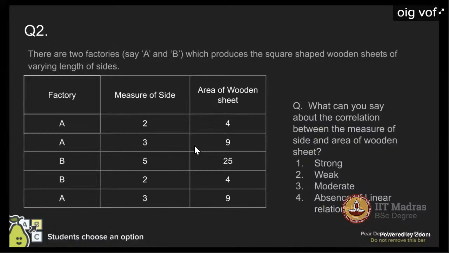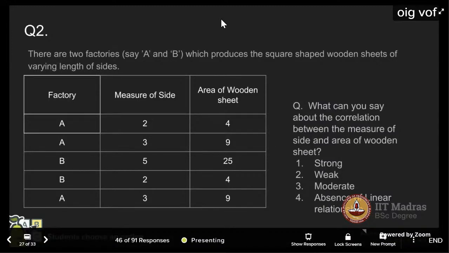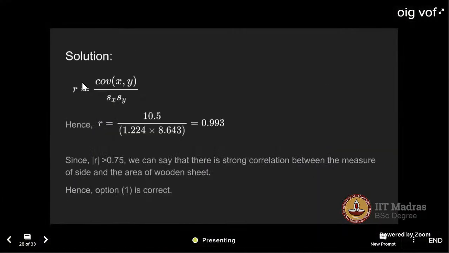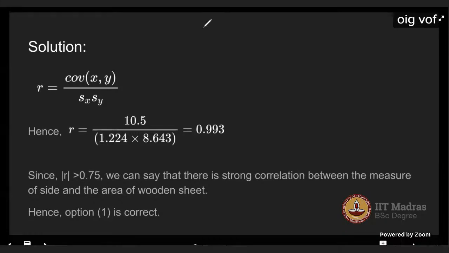Sir, after this question, can you please discuss the correlation coefficient? I actually cannot understand the formula. Okay, we will do it. Let's move to the solution first. How many of you have answered strong? Okay, yeah, this is the case. I think 0.993 is greater than 0.75. Okay, yeah, let's move to the correlation stuff first. Yeah, please ask what you want to understand about correlation.